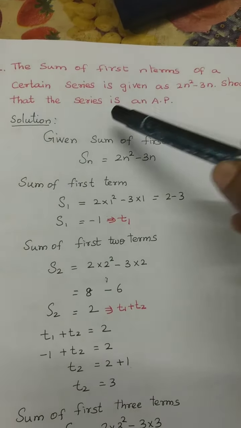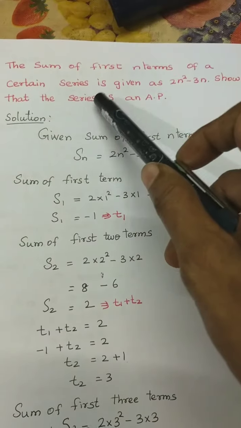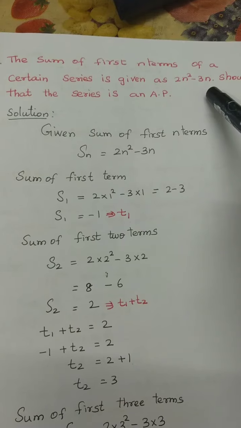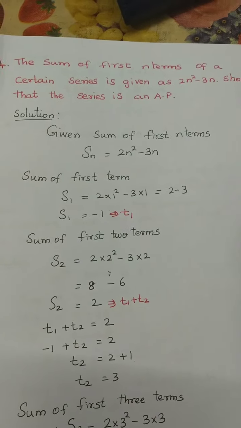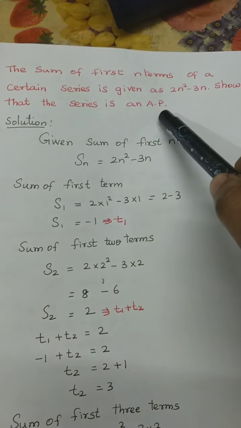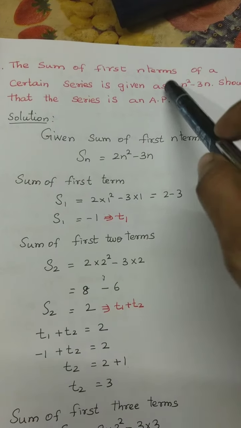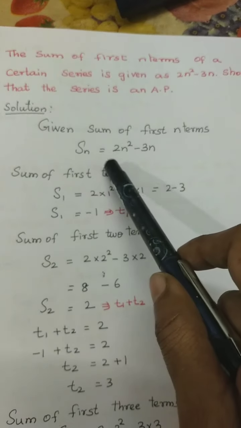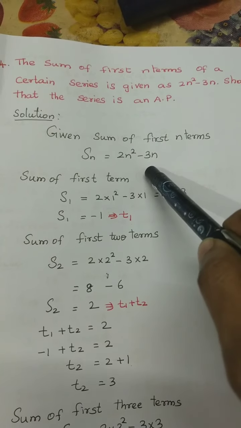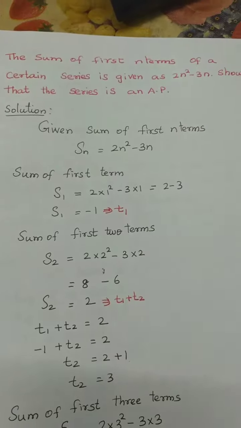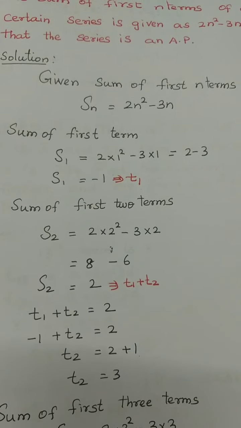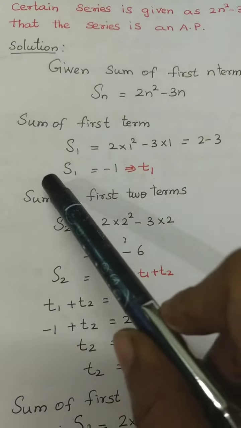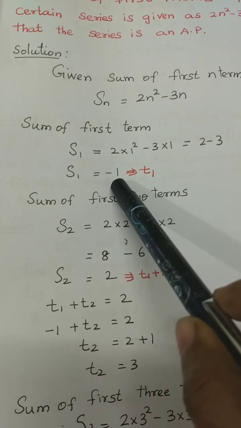Then the fourth sum. The sum of first n terms of a certain series is given by 2n square minus 3n. Show that the series is an AP. They have given the general term of the sum of n terms. So Sn is equal to 2n square minus 3n. Here you have to substitute 1. Then 2 into 1 square minus 3 into 1 is equal to 2 minus 3. Then S1 is equal to minus 1.